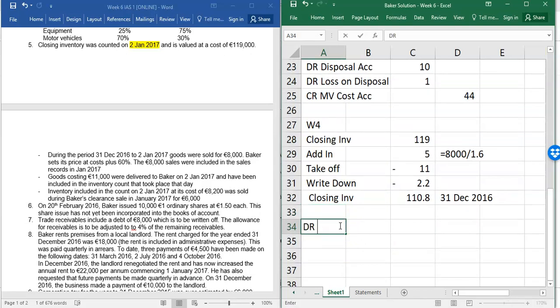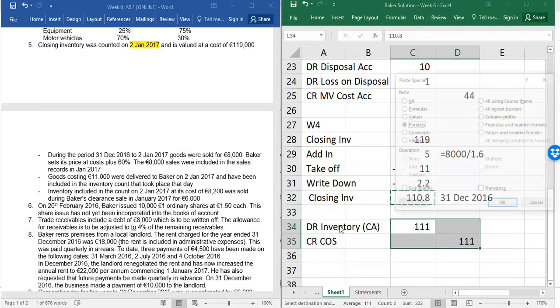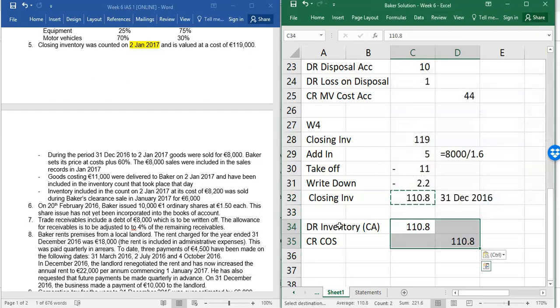So your debit there is inventory, which is a current asset, and you credit your cost of sales, 110.8. So just tidy up those because the point is to show the 0.8. Right, so that's under, if you want to reference there, IAS 2, International Accounting Standard 2, which covers inventory.